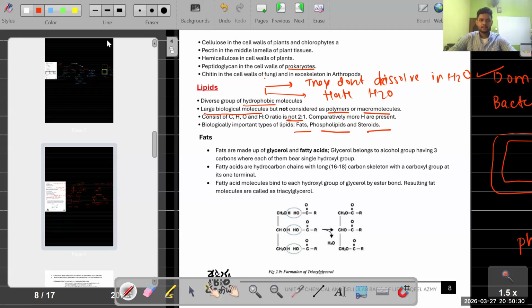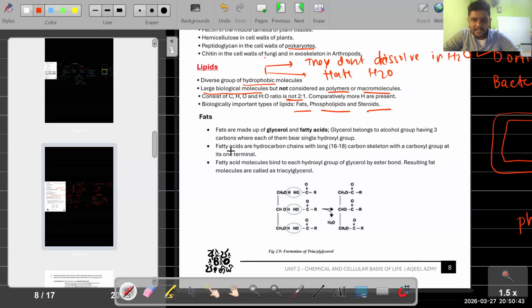Yes. Right. Okay. Now, under these three, fats, phospholipids, steroids, we are coming across the first topic, which is fats. Right. The normal fats. Let's see. Fats are made up of glycerol and fatty acid. Glycerol belongs to the alcohol group, having three carbons where each of them bears a single hydroxyl group.